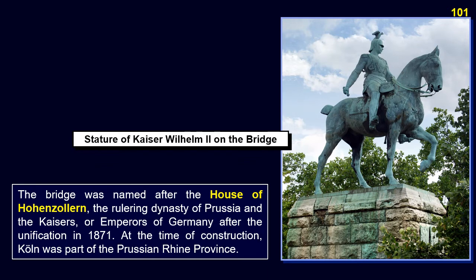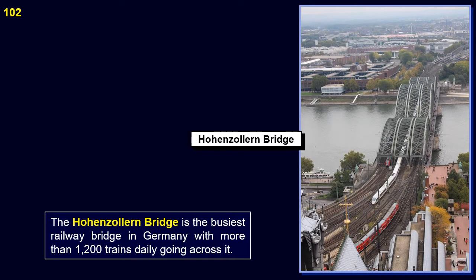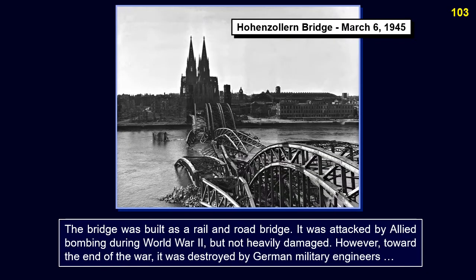The bridge was named after the House of Hohenzollern, the ruling dynasty of Prussia, and the Kaisers, or emperors of Germany, after the unification in 1871. At the time of construction, Köln was part of the Prussian Rhine province. The Hohenzollern Bridge is the busiest railway bridge in Germany, with more than 1,200 trains daily going across it. The bridge was built as a rail and road bridge.